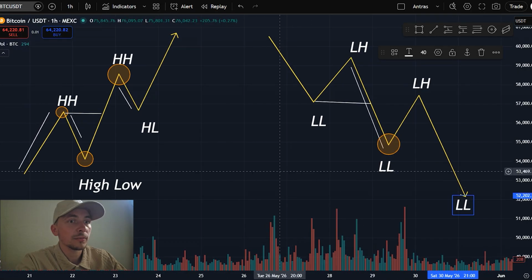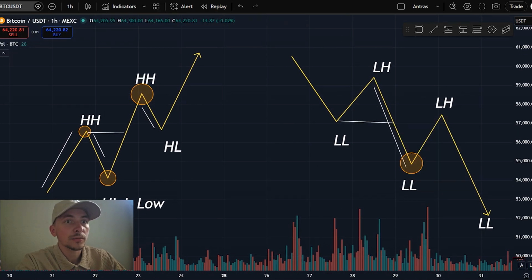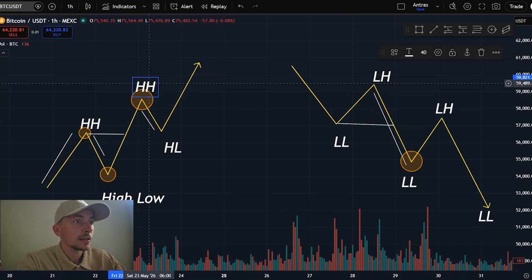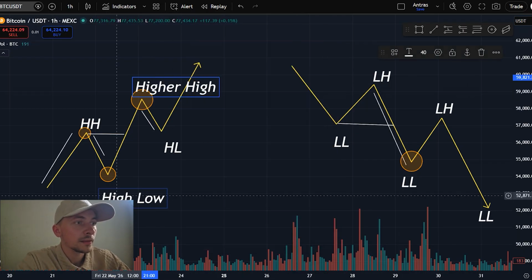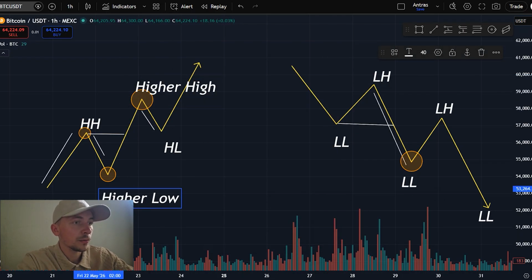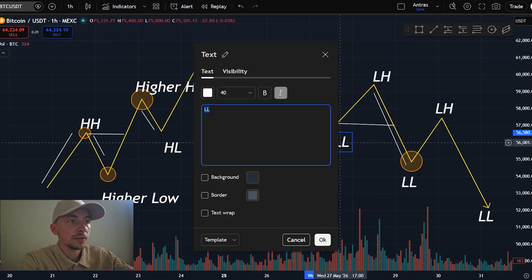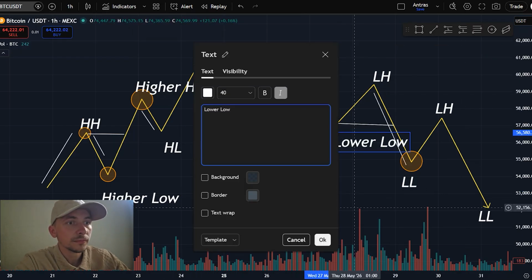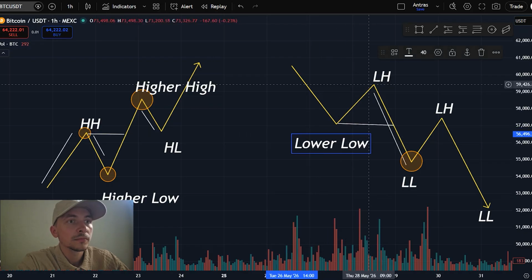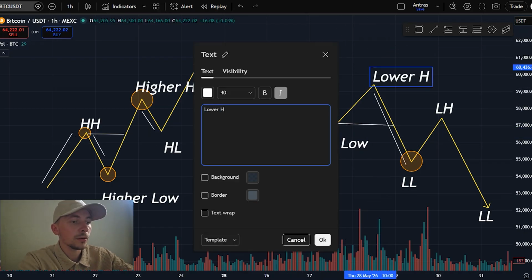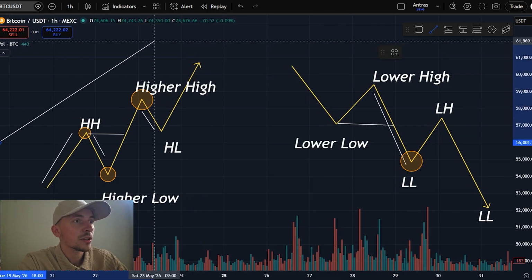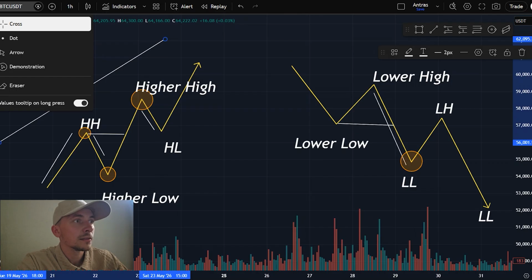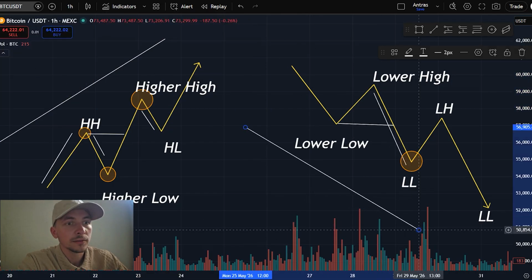That's the understanding of it. You can take a picture of both of them if you want. I can write it down. This one is going to be a higher high, this one has to be a higher low. Here we have a lower low, and here we have a lower high. We have the uptrend, and we have the downtrend.